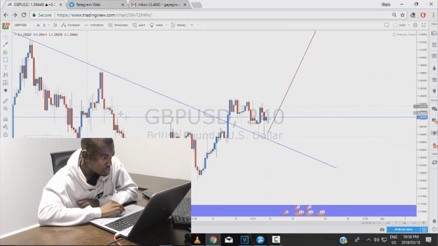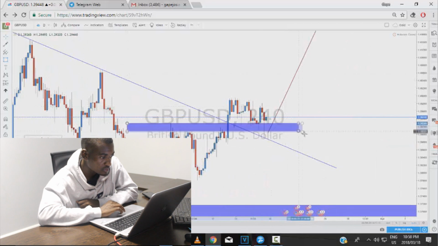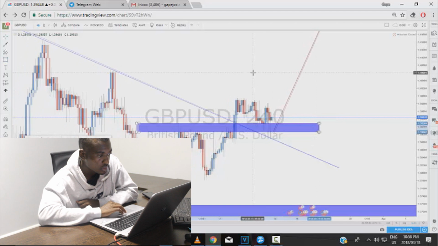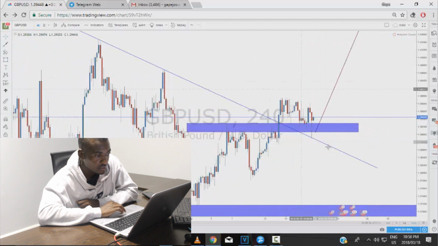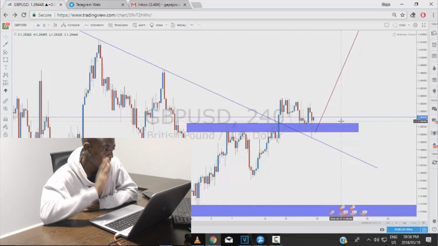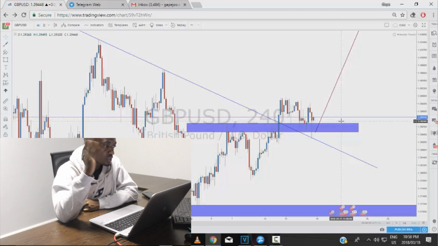Also, one thing I figured out is we have support right here. So if there was to be a candle that closes below this support, then that's when I'm going to say it's time to sell. But for now, if we're still above this support of mine, I'm still saying keep on thinking of longs. We're about to shoot up.